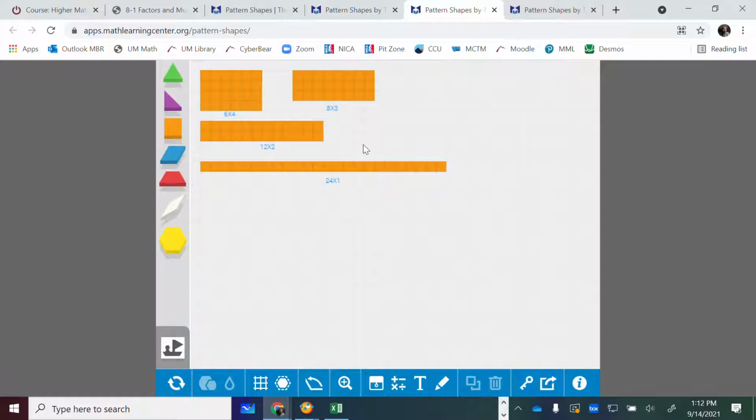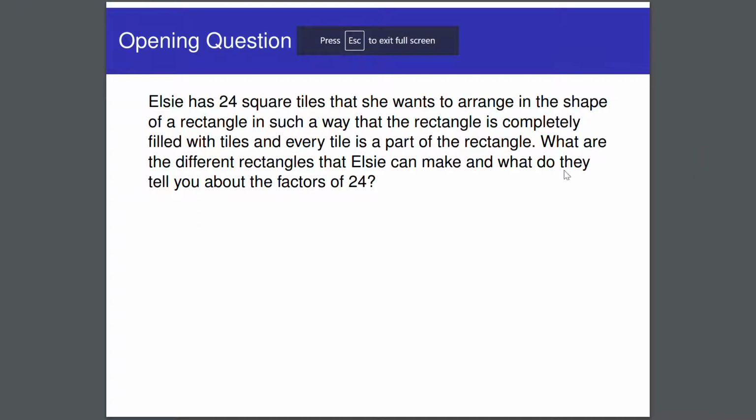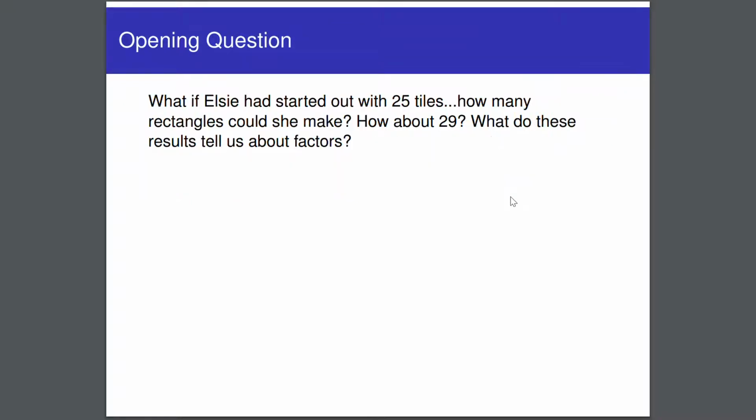And so that's kind of interesting. You always get at least one rectangle and potentially some others. Okay, so let's go back to, so what about thinking about other numbers in the same way? So let's just do it again.